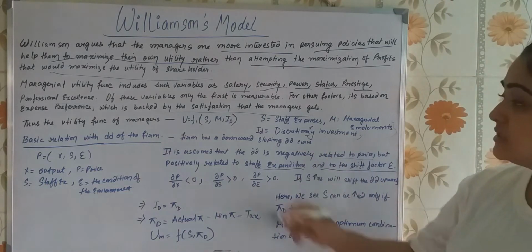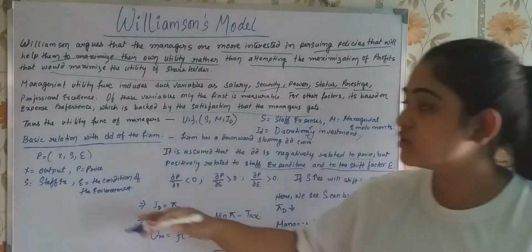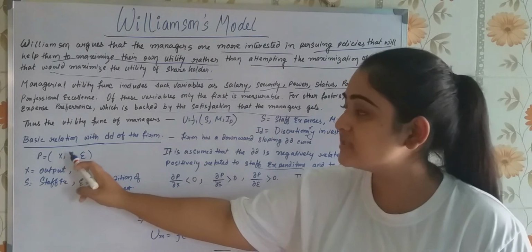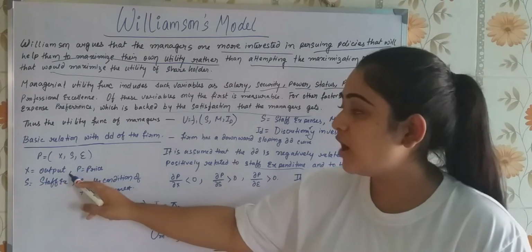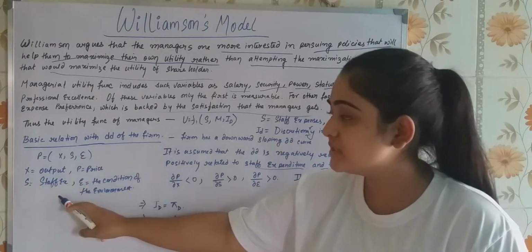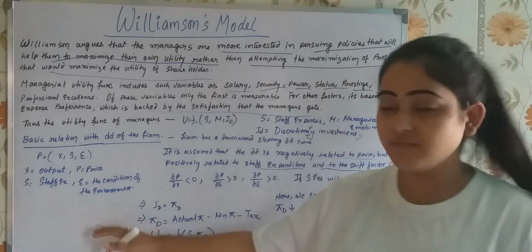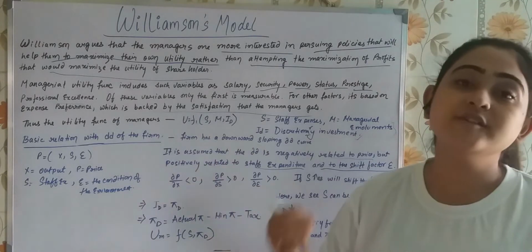So positive, this is the case for the demand curve. तो अभी हम लोग इसको कैसे देख सकते हैं कि P is a function of x, S and E, right? X is the output, P is the price, S is the staff expenses and E is the condition of the environment. और condition of the environment के साथ भी demand is positively related.